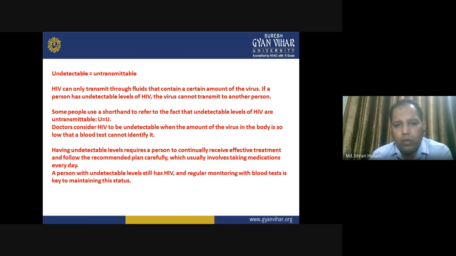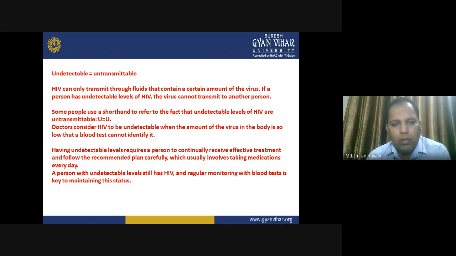HIV can only transmit through fluids that contain a certain amount of virus. If a person has an undetectable level of HIV, the virus cannot transmit to another person. Some people use a shorthand to refer to the fact that undetectable levels of HIV are untransmittable, which means U equal to U. Doctors consider HIV to be undetectable when the amount of the virus in the body is so low that the blood test cannot identify it.